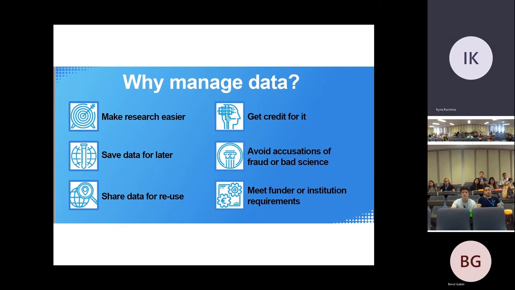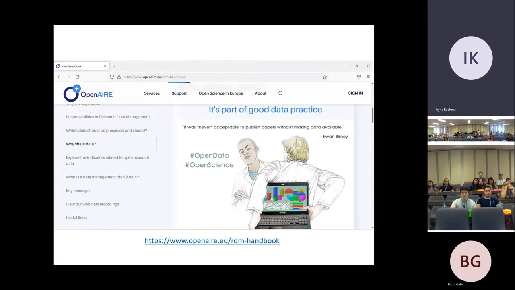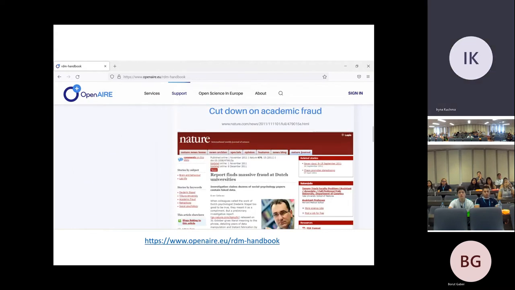avoid accusation of fraud or bad science. And like I mentioned, a lot of funders now require data management plans, and also a number of institutions. And it's really aligned with good practices in doing research. Some researchers are saying when a journal article is published, it's almost like an advertisement. It's almost like a poster, because if you can't see the data, you can't really verify research results. And it helps to cut down on academic fraud.